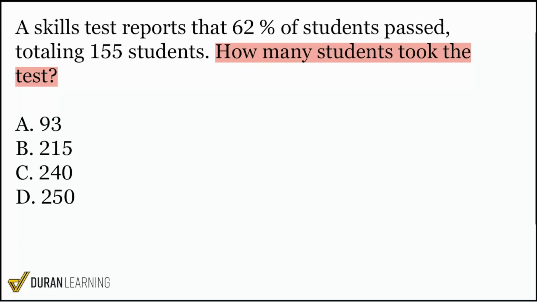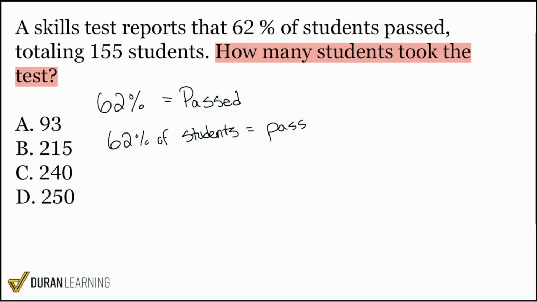The context here says that a skills test reports that 62% of students passed. Okay, so we'll say 62%. That means the number of folks that passed. Everybody, the way that we can interpret that is like this. We can interpret it as 62% of the students passed. Is that a proper way to interpret that? Is that logically sound? Does that make sense to you at face value? If we're saying 62% of students passed, that means 62% of the students that we have equals the number that passed. That's what that means.